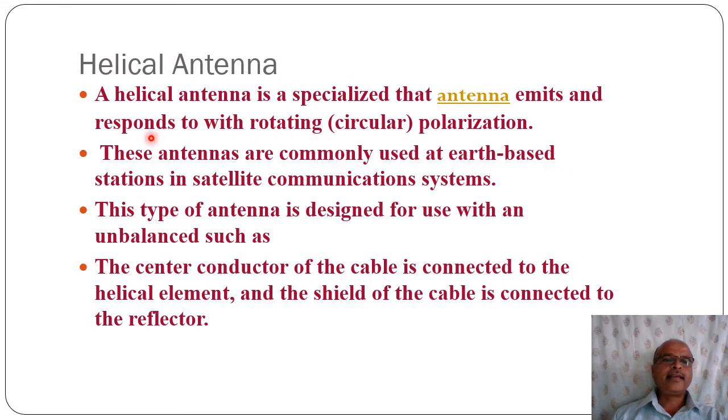Next is the helical antenna. This is also a wire antenna. A helical antenna is a specialized antenna that emits and responds to rotating or circular polarization. These antennas are commonly used at Earth base stations in satellite communication systems. This type of antenna is designed for use with an unbalanced feed, such that the center conductor of the cable is connected to the helical element, and the shield of the cable is connected to the reflector.